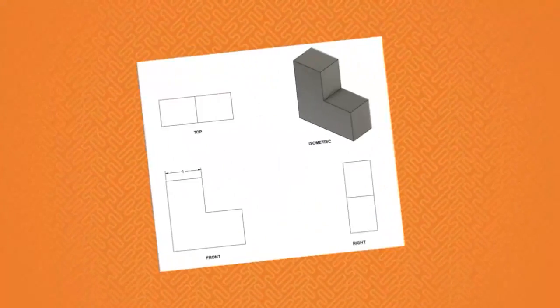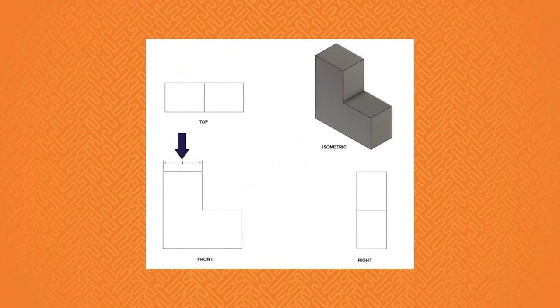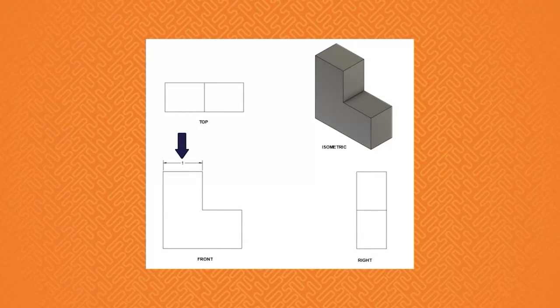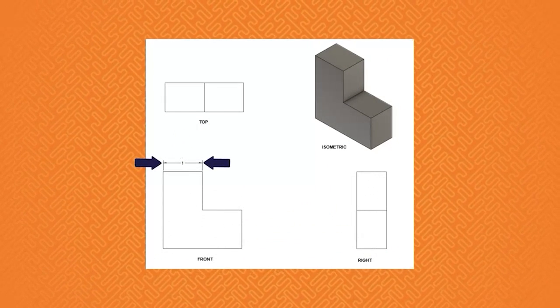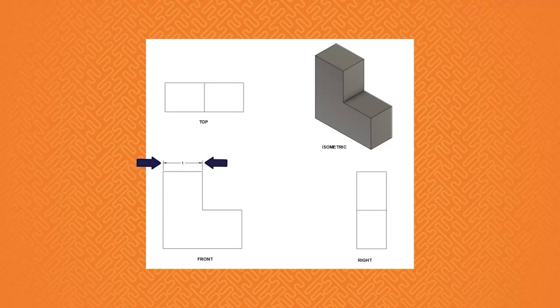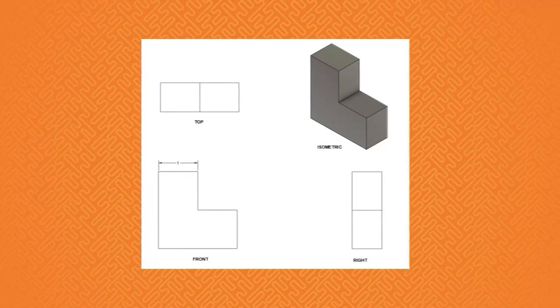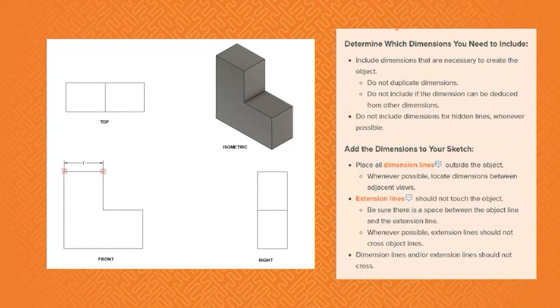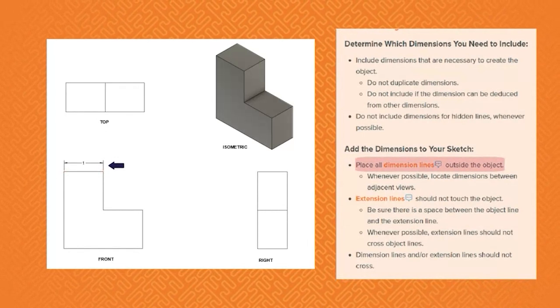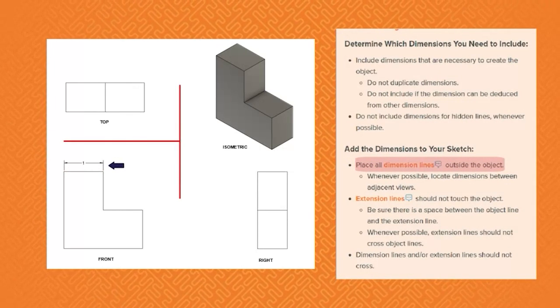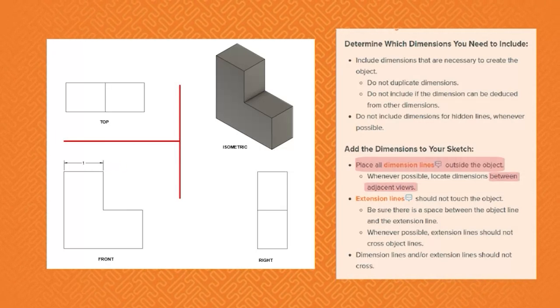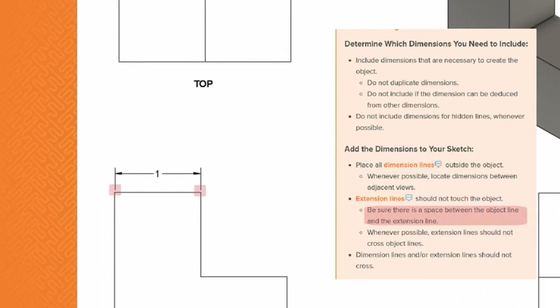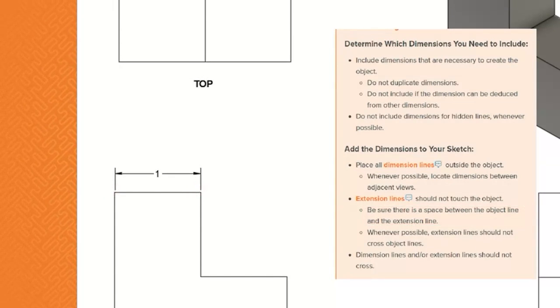Now, the dimensioning conventions tell us to place all dimensions outside the object. To do this, we use extension lines. These lines extend from the object to the location where we want to place the dimension. Based on the dimensioning conventions, extension lines shouldn't touch the object, and dimensions should be placed outside the object, preferably between adjacent views whenever possible. Be sure to include space between the extension line and the object line so that it is clear where the object ends and the extension line begins.